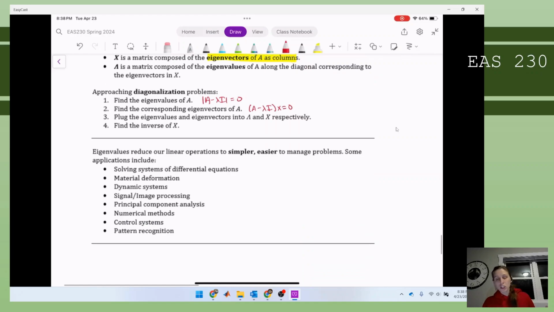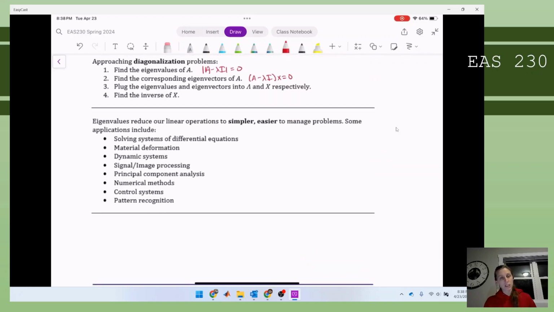So applications of eigenvalues are extensive. It goes beyond the scope of our course. But here's some information. We can use them to solve systems of differential equations. We can use them to find information about material deformation, dynamic systems, signal and image processing, principal component analysis, numerical methods, control systems, pattern recognition. All of these places are where eigenvalues show up.